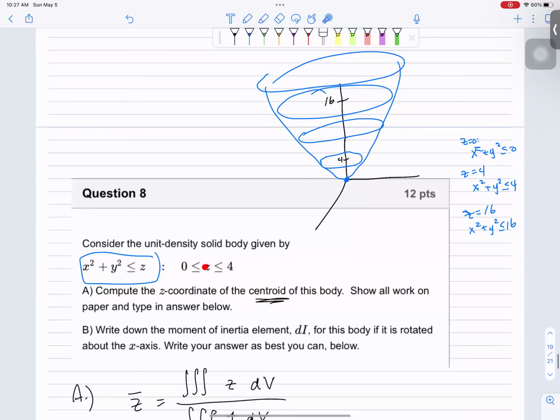Specifically, they tell me that z goes from 0 to 4 only. So I went too far up. But let's pretend in my picture that this is 4 then. This is 2, 1, 3. All right, so this is my shape. Z goes from 0 to 4 only.